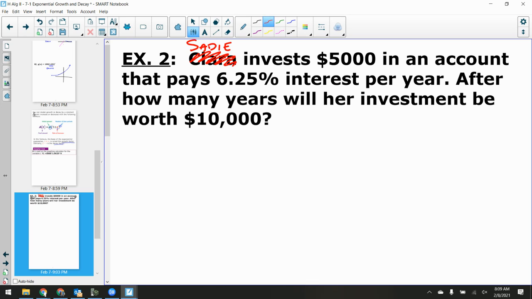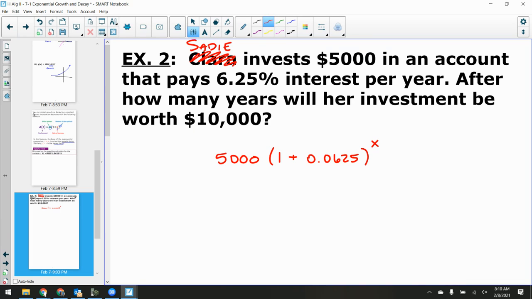So what's my initial starting value? What's my lowercase a value? 5,000. Times 1 plus, because this is growth. The growth is telling me that this is going to be a plus. And then my rate as a decimal, 0.0625. Please don't say 0.625. That would be a rate of 62.5%. Please find a bank account with 62.5%, please. 6.25% interest is 0.0625. And it says, after how many years will the investment be worth $10,000?